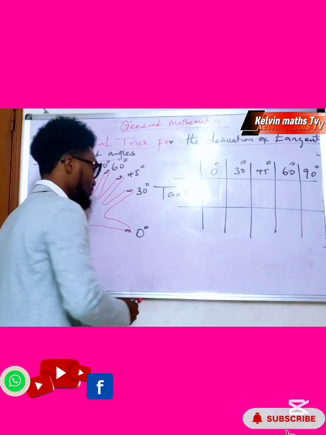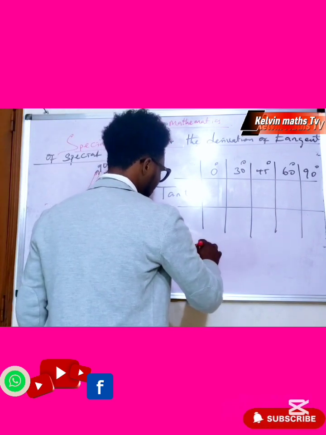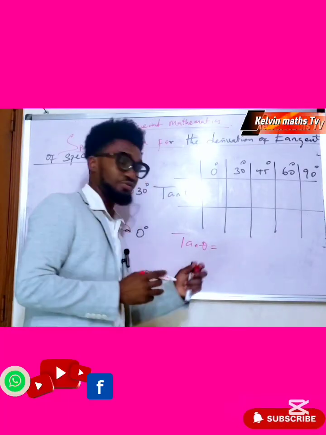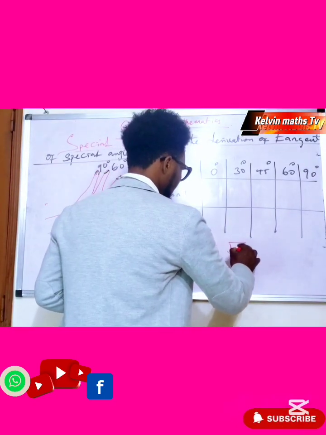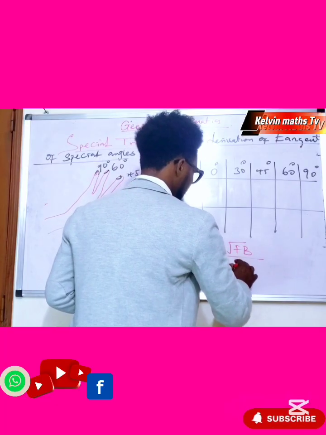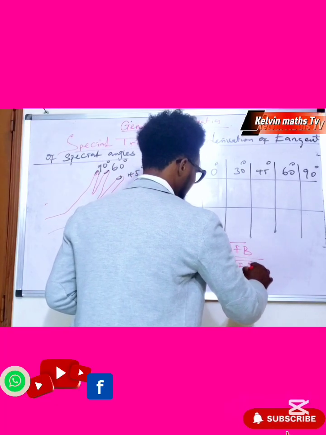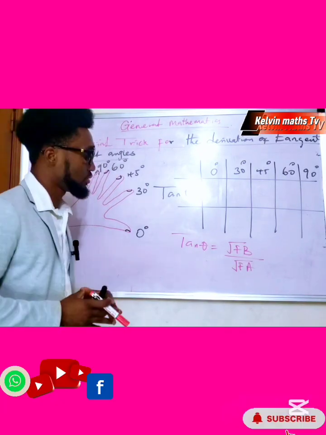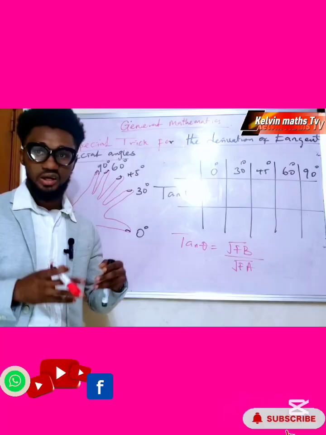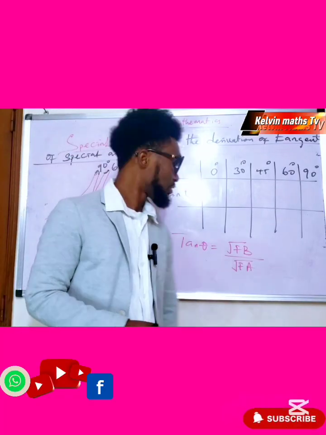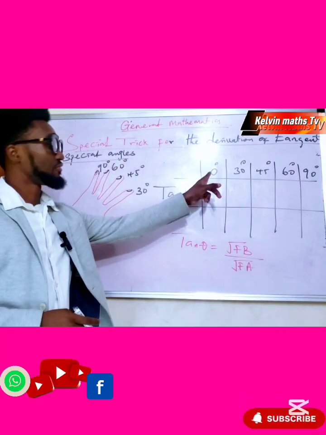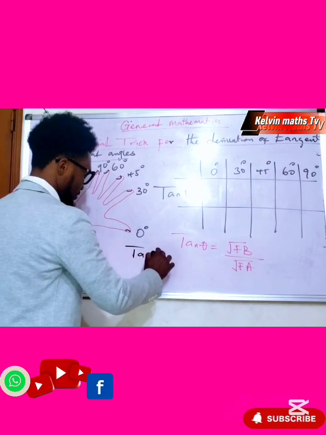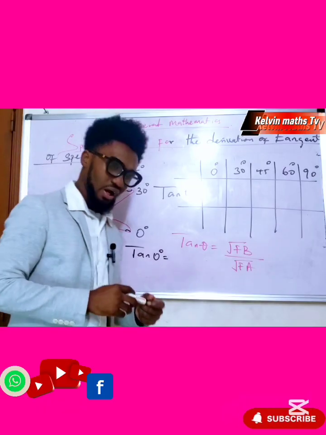Now for the tangent theta, the format you use is the square root of the fingers below divided by the square root of the fingers above. So that is what this is representing. The square root of the fingers below divided by the square root of the fingers above. Now we'll go ahead with the derivation. We have 0 degrees here. For the tangent of 0 degrees, we consider tan 0 degrees.